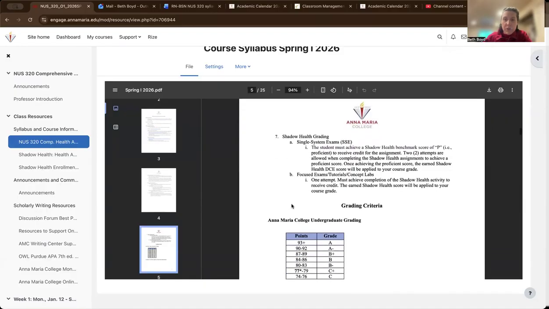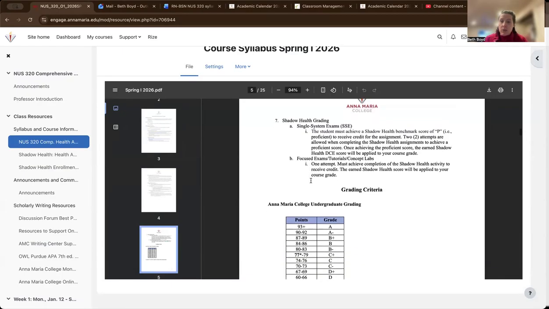So just so you know, for the grading system, for the single systems, you have to receive a P for proficient in order to pass. And you can do those assessments twice. So you have 2 attempts to get that P, and that will be applied to your course grade. The focused exam, you get 1 attempt, and what that grade is, is what that grade is.